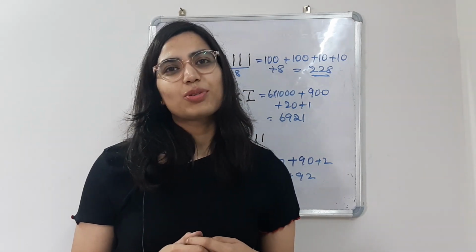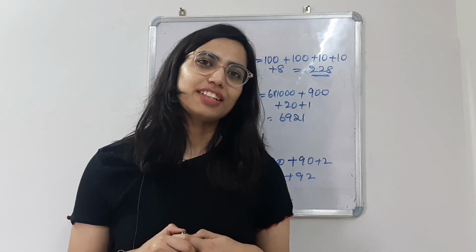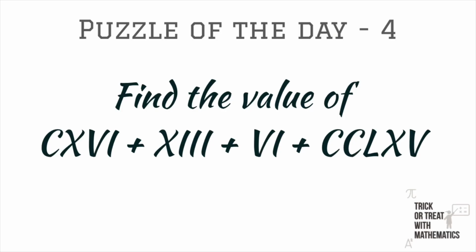So without wasting any more time, let's jump to the last segment of the video, that is the puzzle of the day. Find the value of CXVI plus XIII plus VI plus CCLXV. So use all the concepts that I have told you, convert every number into our Hindu Arabic system, and then add those values, get the number, and then convert that into Roman numeral. This is how you perform additions on Roman numerals.